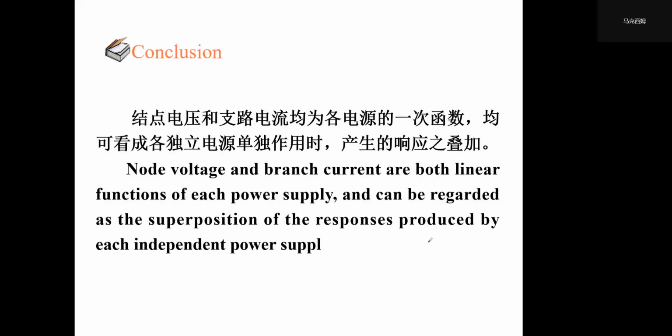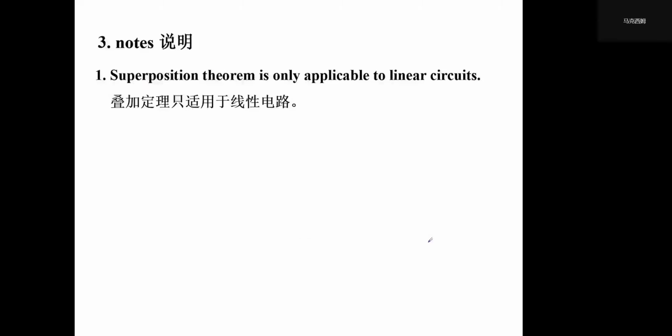First, this theorem is only applicable to linear circuits. If your circuit has nonlinear components, we cannot do that; we had better change our idea and use some other method.